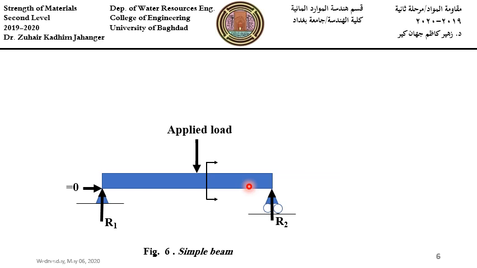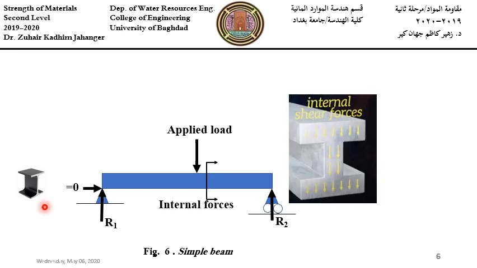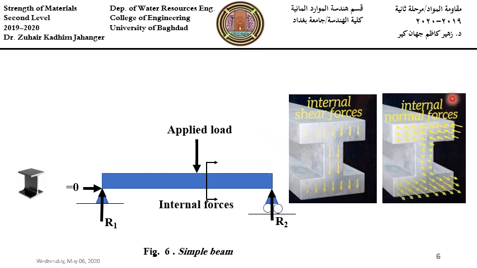If an exploratory section is taken, the cross section of the beam as this figure, an I section, the internal forces will be either internal shear forces oriented in the vertical direction, and internal normal forces which are oriented along the axis of the beam.